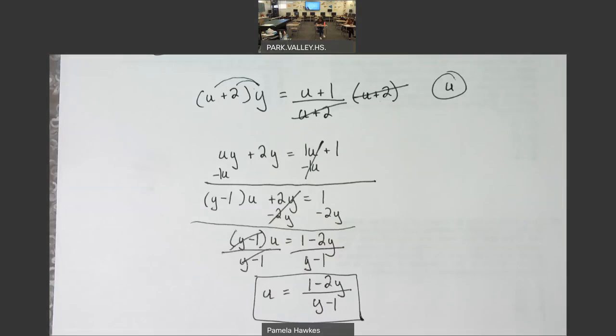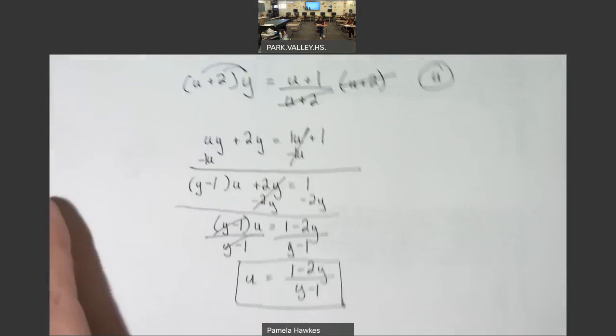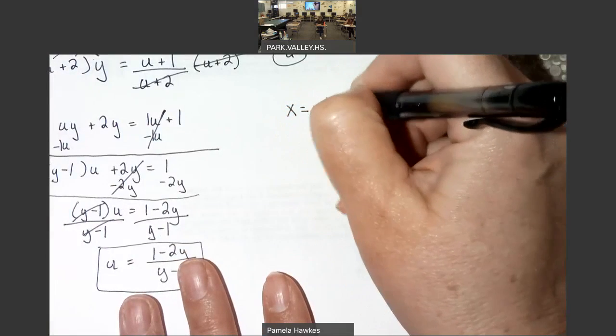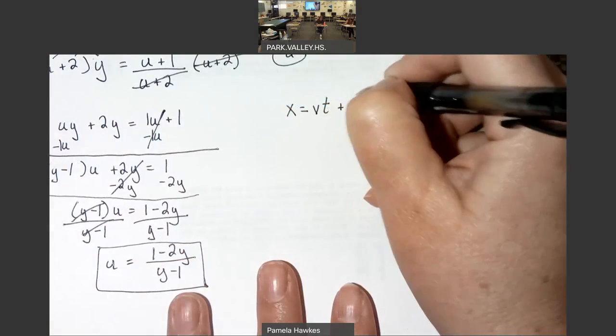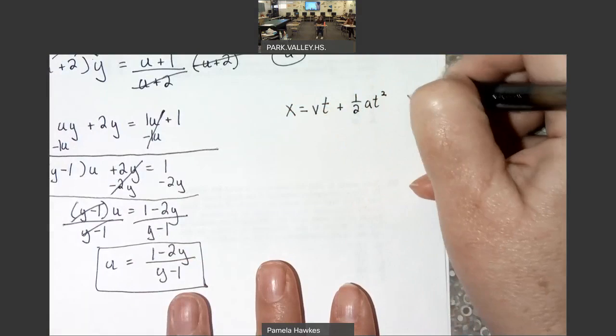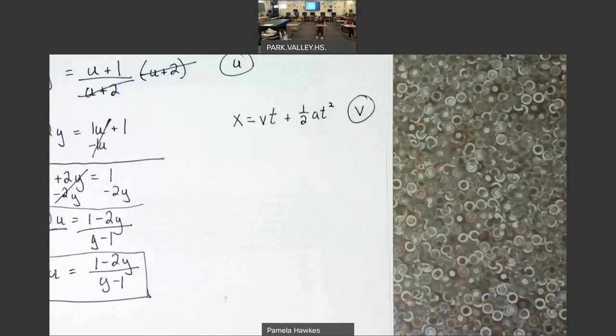14. Okay, I'm going to stick it in here too. X equals BT plus 1/2 AT squared, and we're supposed to solve for V. Okay? What are you going to do first? Okay, then what are we going to do first?